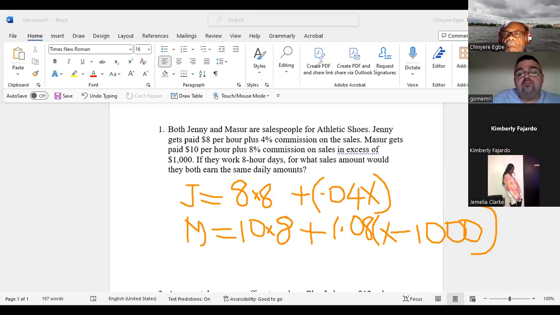Okay, I'm going to take that out. You get the idea here? Starting to get it. Now you see that Mansour does not get anything until they sell X minus 1,000. You must remove the first 1,000 before you begin to give anything on X. You get the idea?